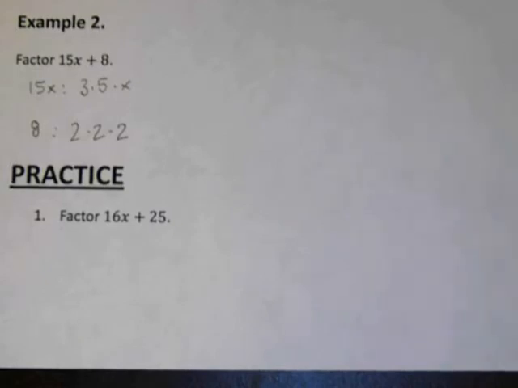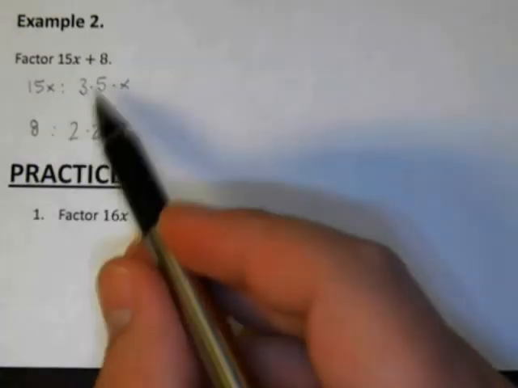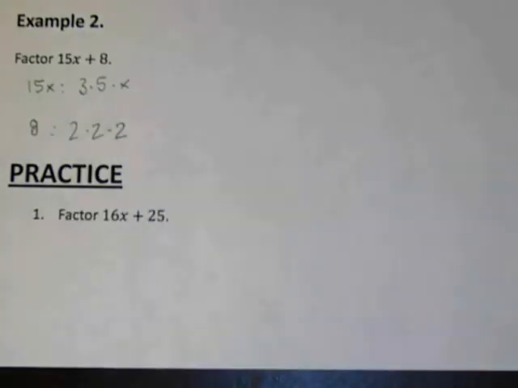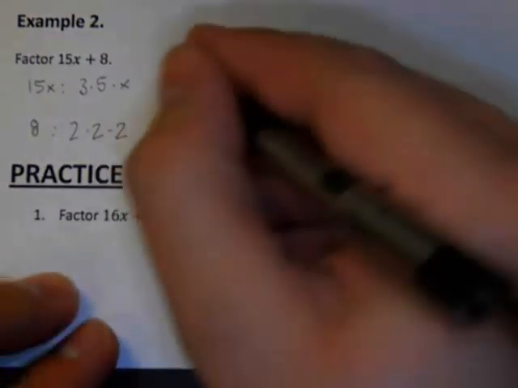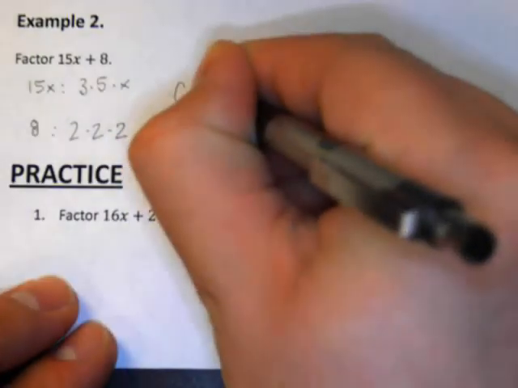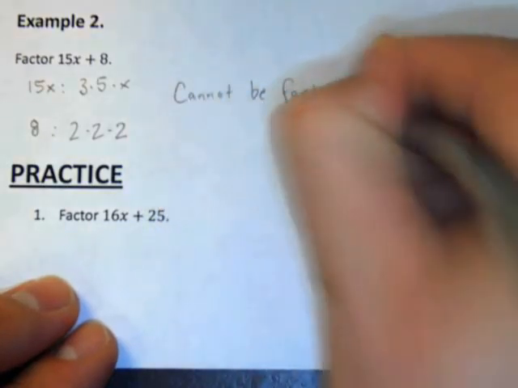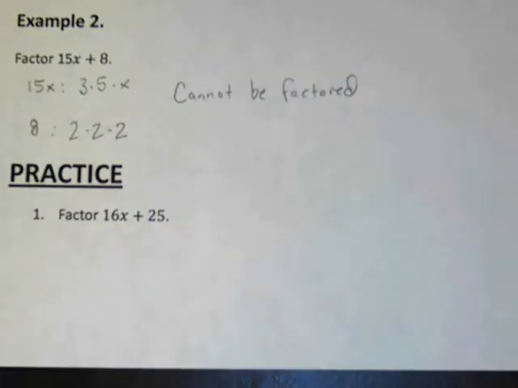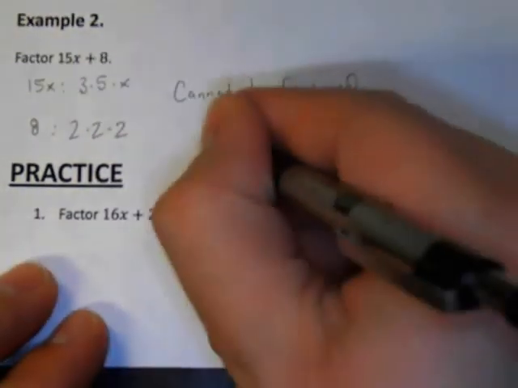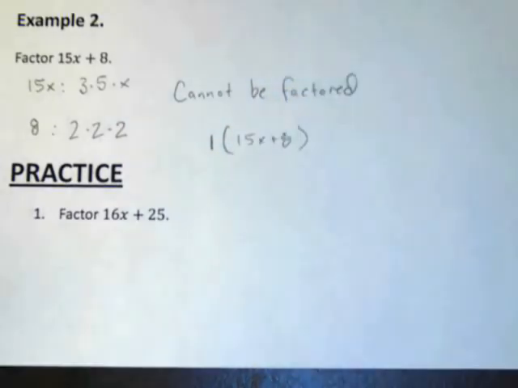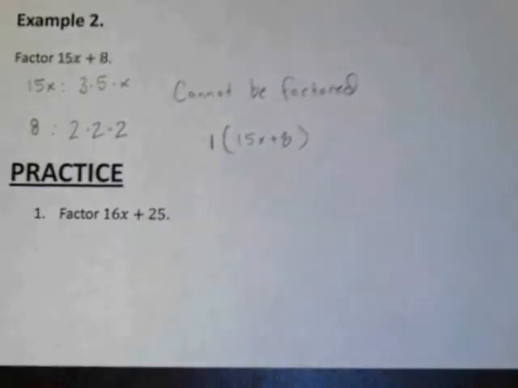Now we have to combine all the factors, and what we'll notice here is that none of these terms are common. We can't circle anything. So the right answer to this type of problem is cannot be factored. Essentially what we're saying is that this is already in factored form, because if we wanted to write it as the opposite, it would be 1 times 15x plus 8. That would be the distributive property, but there's no reason to put that 1, so it really cannot be put into factored form.